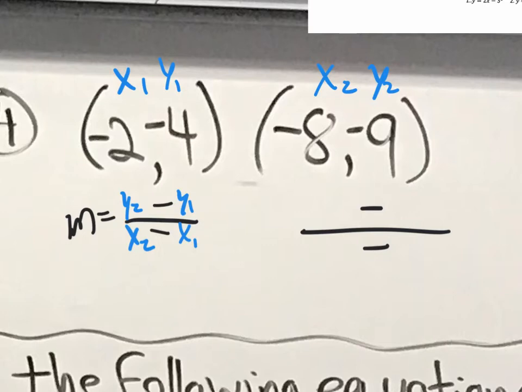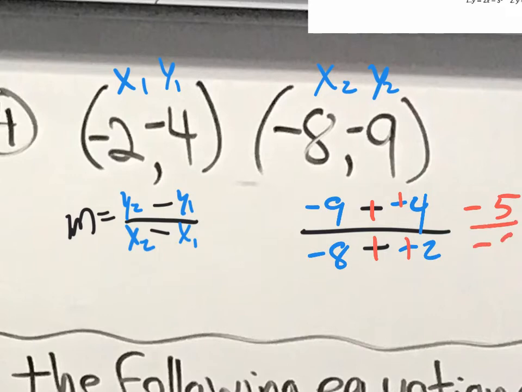So y2 is -9, y1 is -4, x2 is -8, and x1 is -2. And again, the minus minus changes to plus plus. And now we have -9 plus 4, that is -5. And on the bottom, -8 plus 2 is -6.